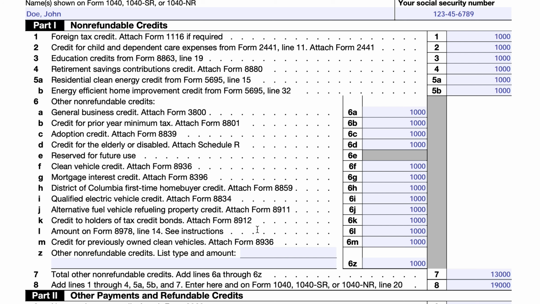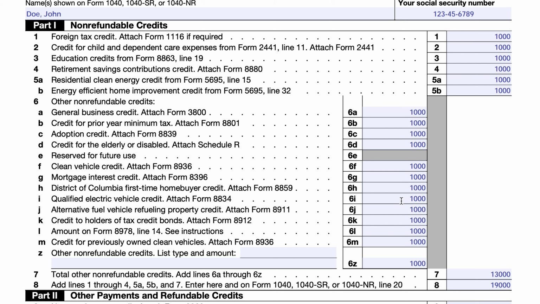The District of Columbia first-time homebuyer credit basically exists now only as a carryover. So if you had a credit carry forward from 2023 tax year, you would put that here. But this probably does not apply to a lot of people since the last year for eligibility was 2011. So you would attach the IRS Form 8859 here, enter the amount of the homebuyer credit.